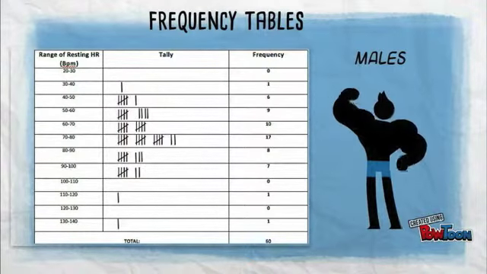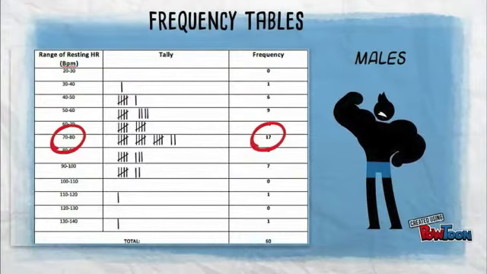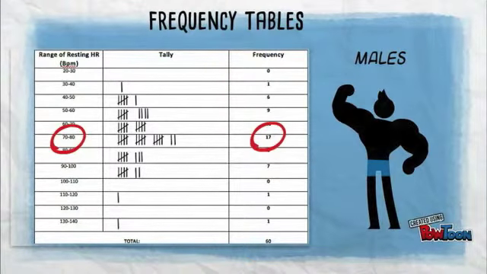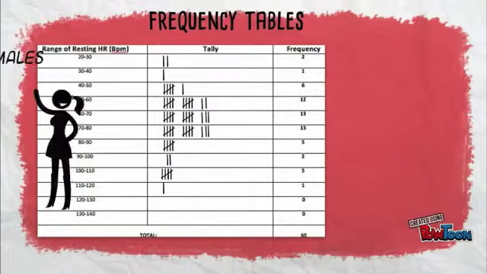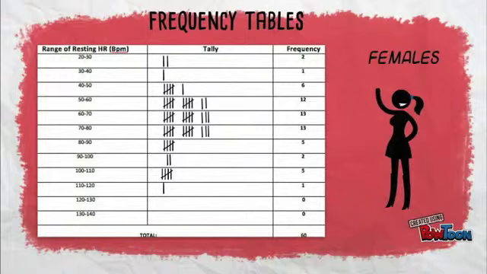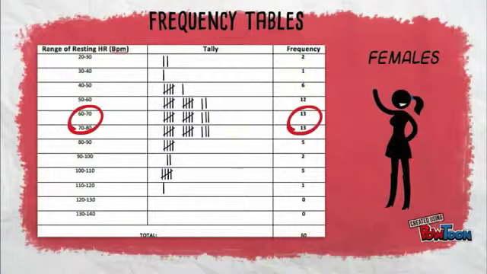This is the males' data, and as you can see, most males sit between the 70 to 80 beats per minute range, with a total of 17 students. This is the female data, and as you can see, there was an equal number of students that fell between the 60 to 70 beats per minute range and the 70 to 80 beats per minute range, with 13 students in each.